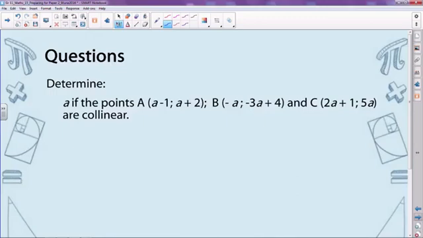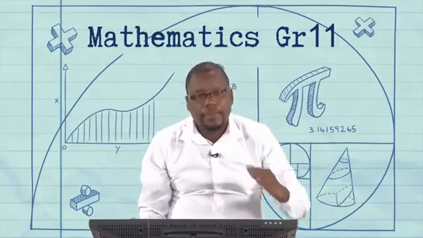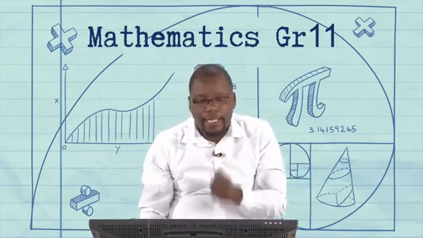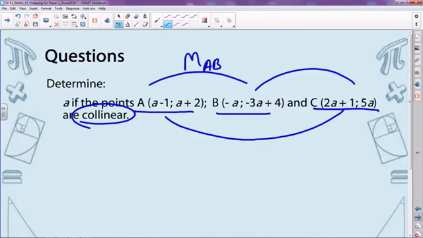Now, here, they're asking us to determine if points A, B, and C are collinear. They keep on bringing some of these words, and you need to go back. What is happening when the points are collinear? It means that they lie on the same straight line, so they have the same gradient. So in other words, gradient AB is the same as gradient BC and also the same as gradient AC.